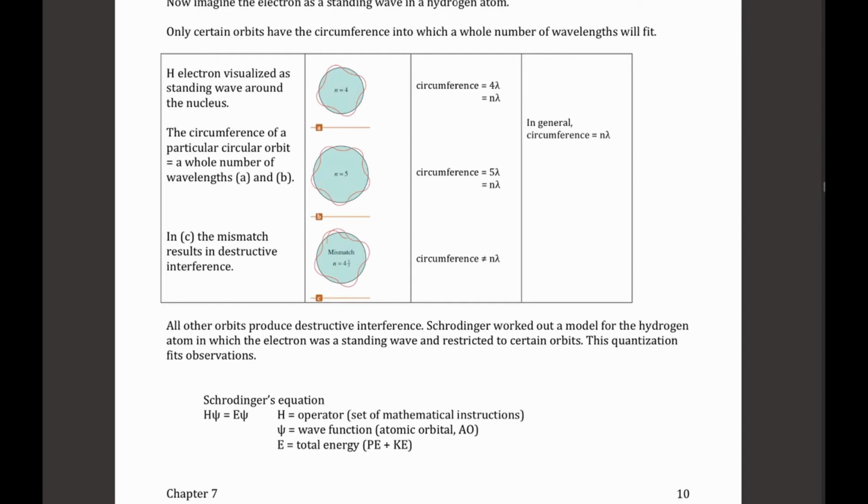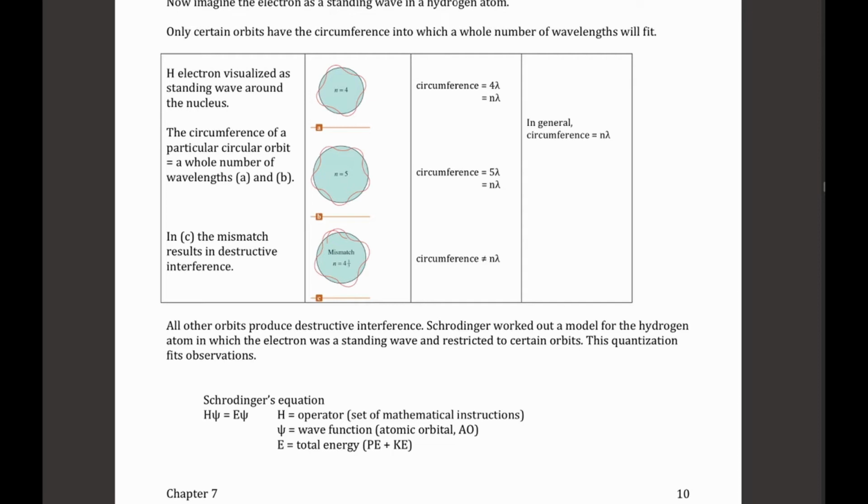So, the hydrogen electron visualized as standing waves around the nucleus. The circumference of a particular circular orbit is equal to a whole number of wavelengths, that we see in A and B there. When n equals 4, we have 4 wavelengths represented. Go ahead and count them, going around the circumference. So the circumference is 4 lambda, or we could say n lambda. It's a whole number times lambda.